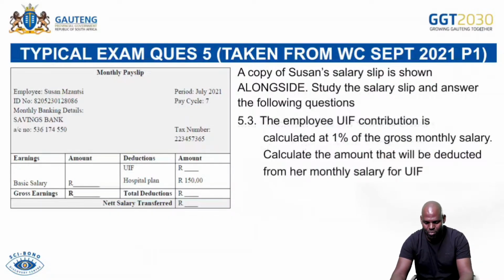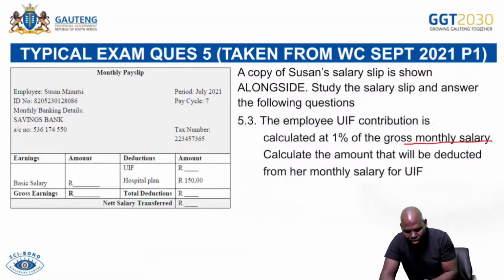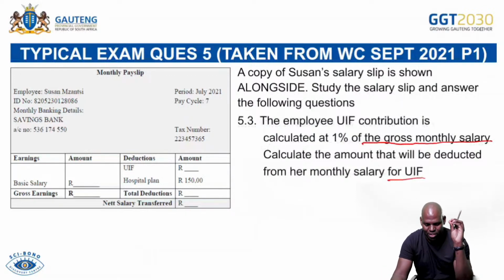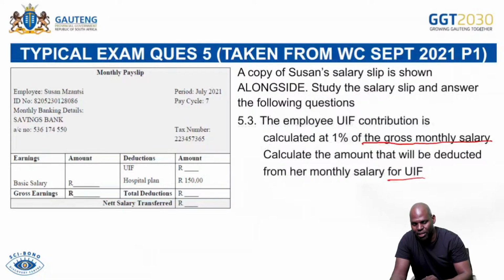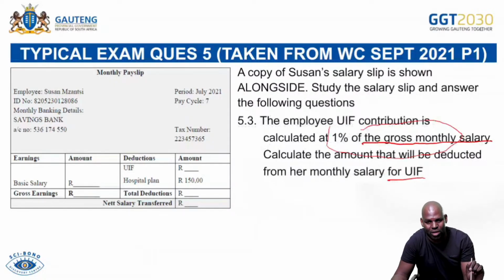Then still on the very same question, the employee UIF contribution is calculated at 1% of the gross monthly salary. Calculate the amount that will be deducted from the monthly salary for UIF. Remember, boys and girls, at the beginning we indicated that it must be 1% of the basic salary. In this case the examiner has mentioned that it is 1% of the gross monthly salary. So if the examiner has mentioned it this way, we must take 1% of that gross monthly salary, but it is actually 1% of the basic salary.